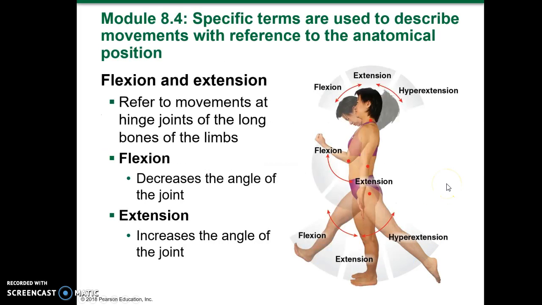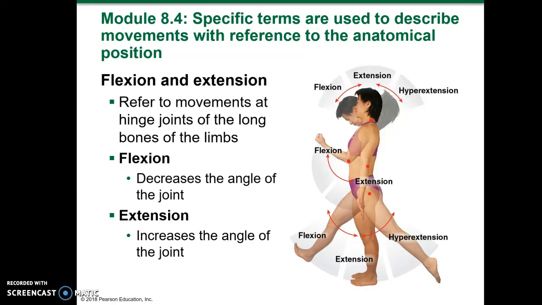Let's talk about the different types of movements that we will commonly use, and we'll use these a lot when we talk about the muscles. Flexion and extension. This refers to the movements at the hinge joint of the long bone of the limbs. So flexion decreases the angle of the joint. A common flexion is like with your forearm, when you're trying to show your muscle in your upper arm. Whenever you move your forearm to reveal the muscle, you're decreasing the angle, so that's flexion. Or if you extend your forearm out, that is extension.